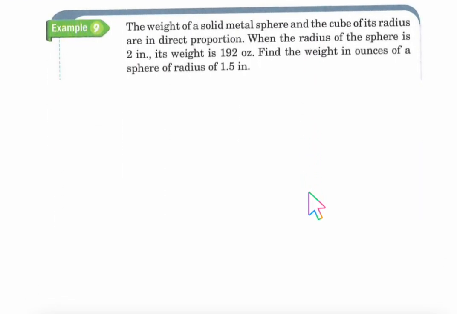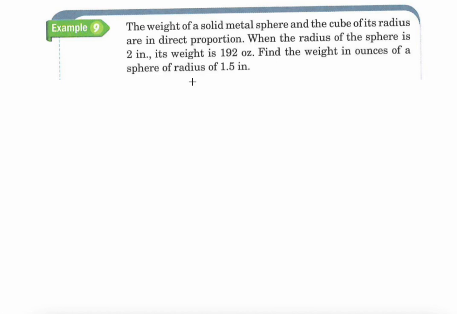Okay, here's example 9 from your book. The weight of a solid metal sphere and the cube of its radius are in direct proportion. When the radius of the sphere is 2 inches, its weight is 192 ounces. Find the weight in ounces of a sphere of radius of 1.5 inches. Okay, pause the video and try it on your own first.